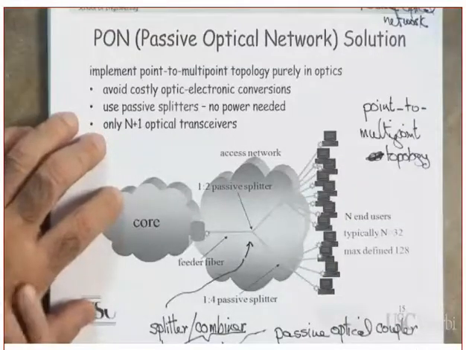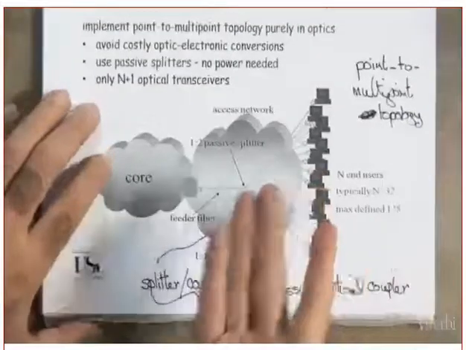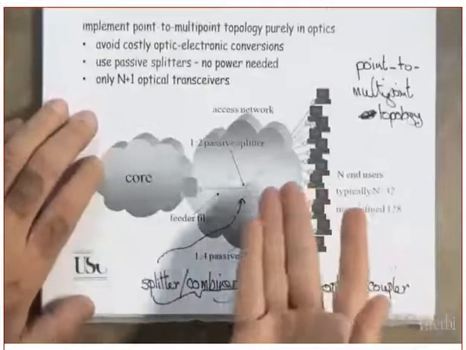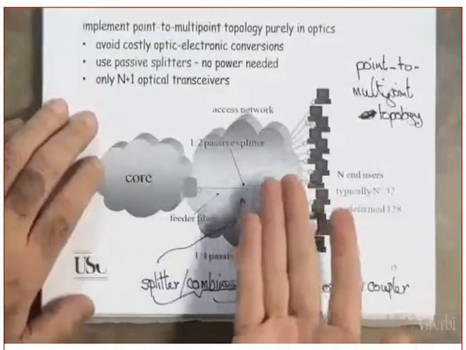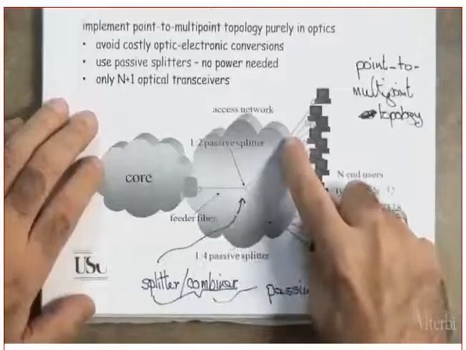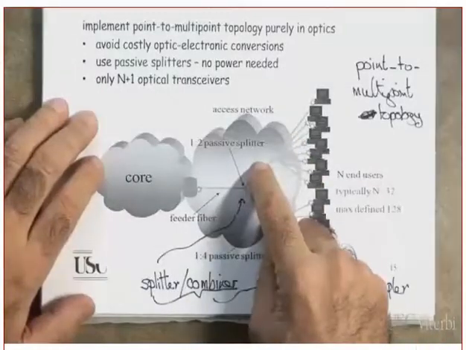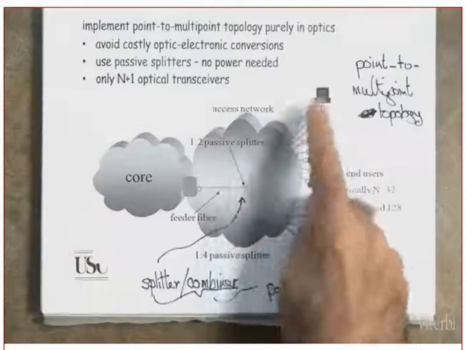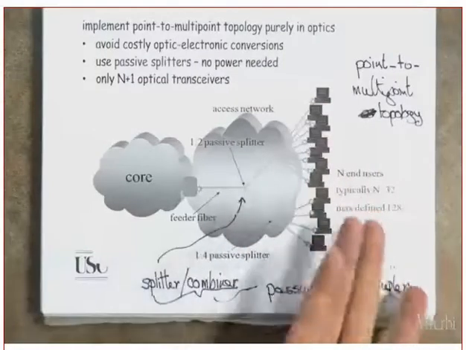Yes or no? One more time. Where did the collision occur? Can you show me where the collision is in the picture? Where did the collision occur? Did it occur here or after the combiner? After the combiner. So how does this one sense it?